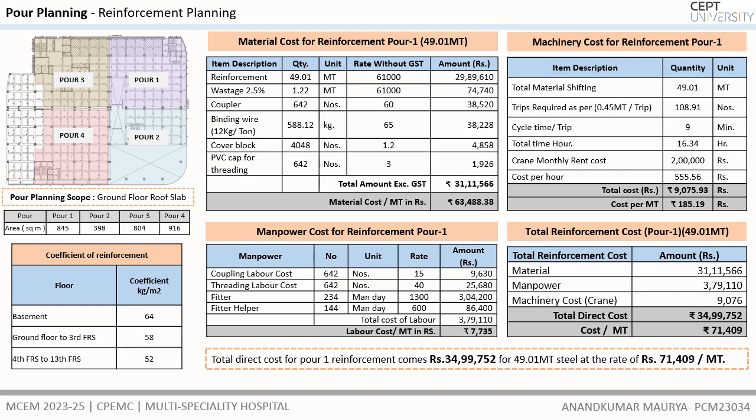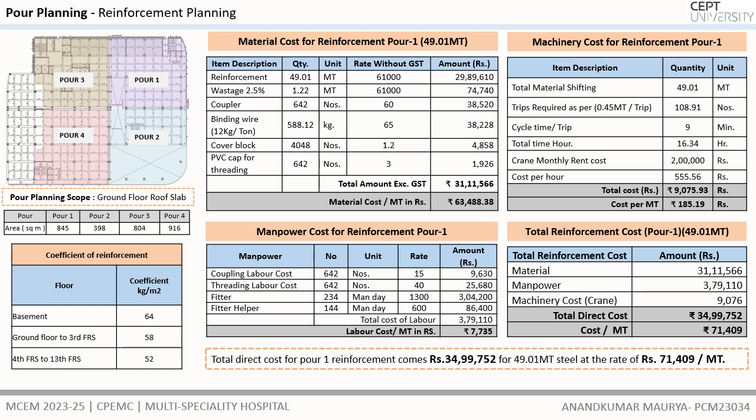Here we have done a cost analysis for the reinforcement cost of the pour 1 quantity, which is 49.01 metric ton. For the material cost analysis, we have considered the basic material cost and wastage of 2.5%. In this project we are using couplers for the columns. We consider the coupler cost, binding wire cost used in the reinforcement binding, cover blocks used, and PVC caps for the threading after threading for the coupling, where the material cost comes to 63,488 per metric ton.